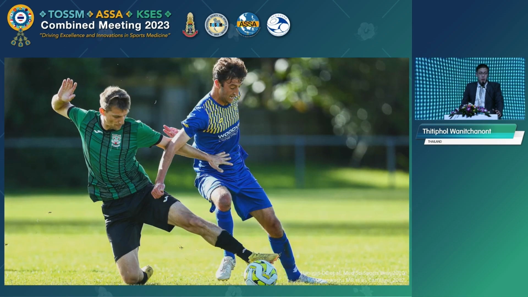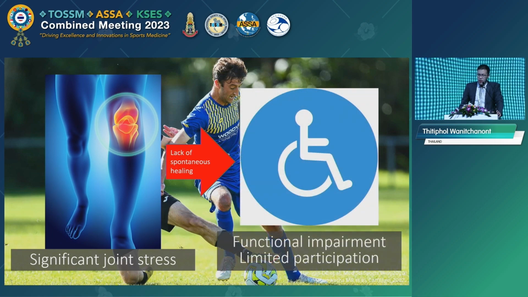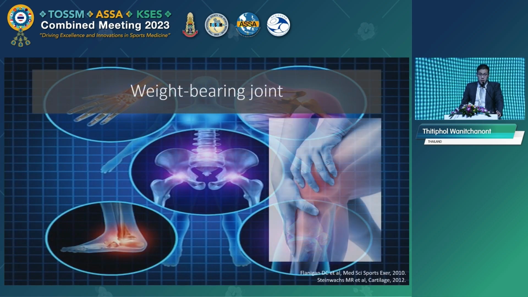As you know, there are many sports competitions nowadays, and every athlete takes it seriously. Of course, their joints are exposed to more significant stress, and you already know that cartilage lacks spontaneous healing, which may lead to functional impairment and limit sports participation. Joint involvement is more common in the weight-bearing joints, with more symptoms and a higher percentage.